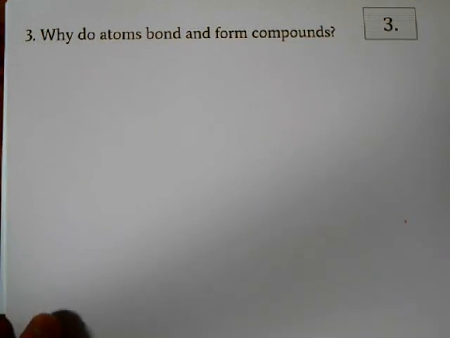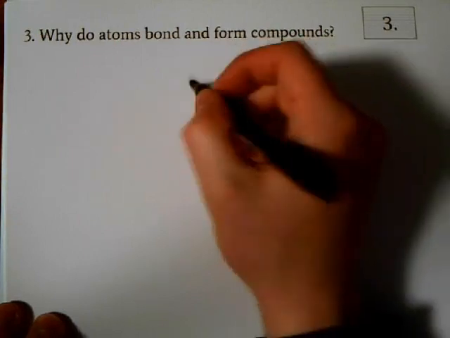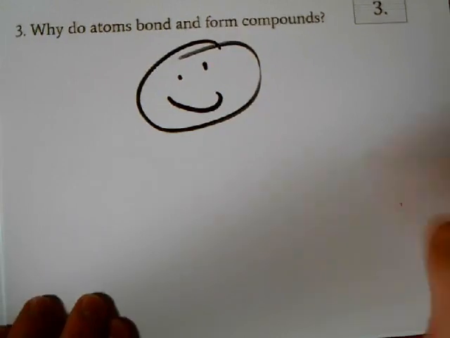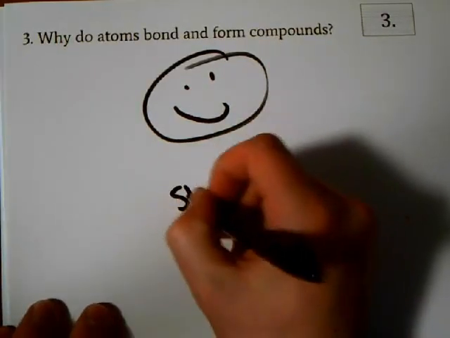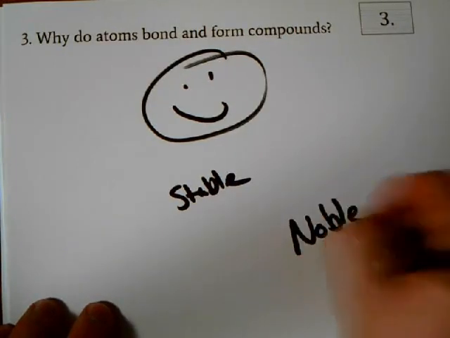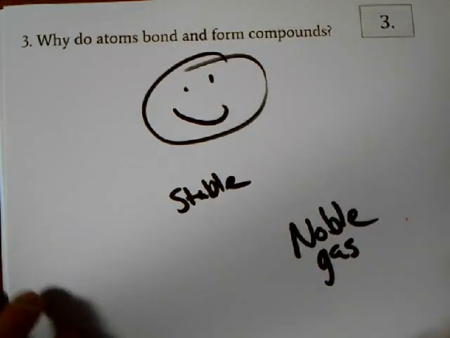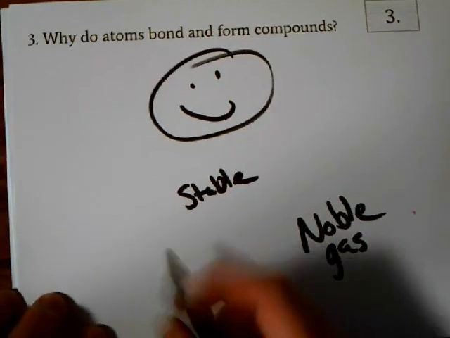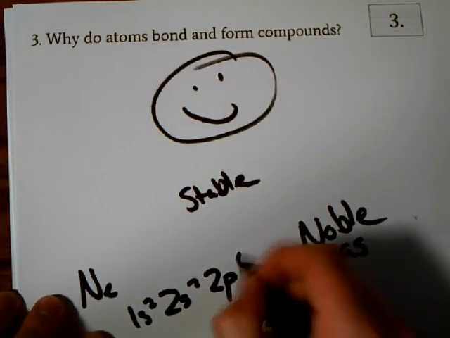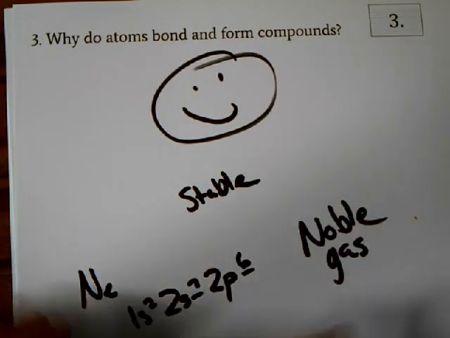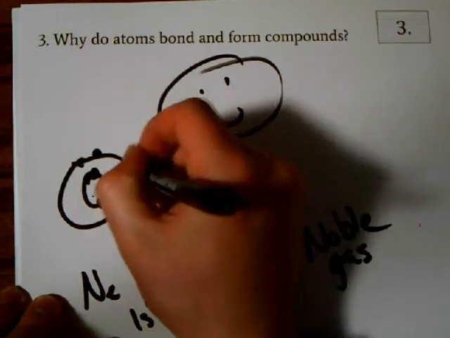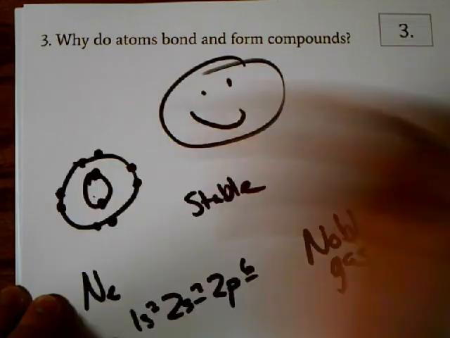Atoms bond and form compounds for one very simple reason, and that is what we say is to become happy. So how do they actually become happy? Well, it's based on their valence electrons. The answer is they want to become stable, and how they become stable is to be similar to noble gases. So if we remember from our last chapter, noble gases have an electron configuration, but more importantly, the electron configuration, let's say of neon, is going to be 1s2, 2s2, 2p6. Well, that says that in its outer shell, or if I did the Bohr model for it, looks like this, its outer shell is going to be full.